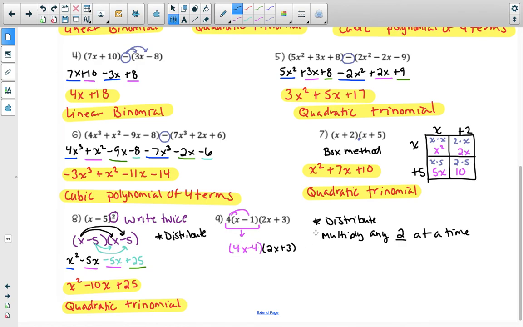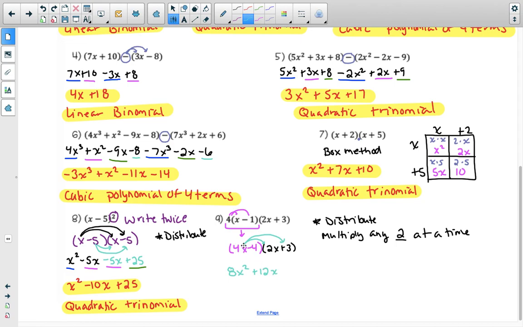Again, I'm multiplying 2 sets at one time. So I want to distribute. I'm going to take my 4x times my 2x. I get positive 8x squared, because when we multiply variables, we add the exponents. So that's the exponent of 1 and an exponent of 1. 1 plus 1 is 2. I take my 4x and I multiply it to my positive 3, and we get a positive 12x.